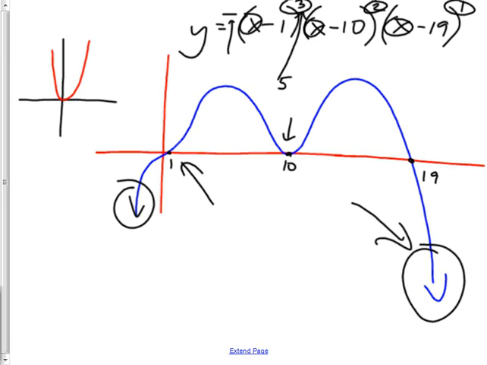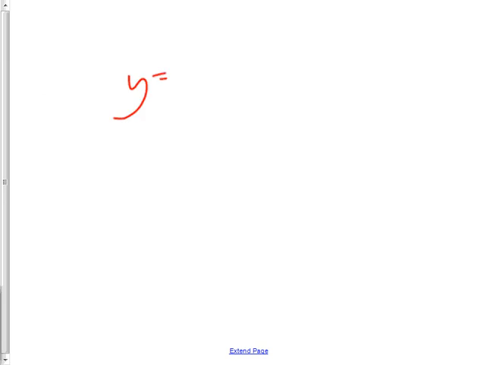Okay, so why do you care? Because this multiplicity thing could show up in a picture, or it could show up in an equation. Like I could give you an equation and say, what's it doing at 3? And I'll just throw an x in front. What's it doing at 3 on the graph? And you would say, it's bouncing.